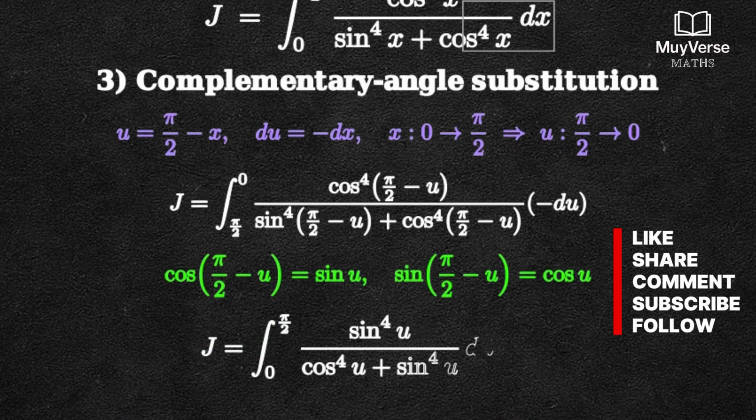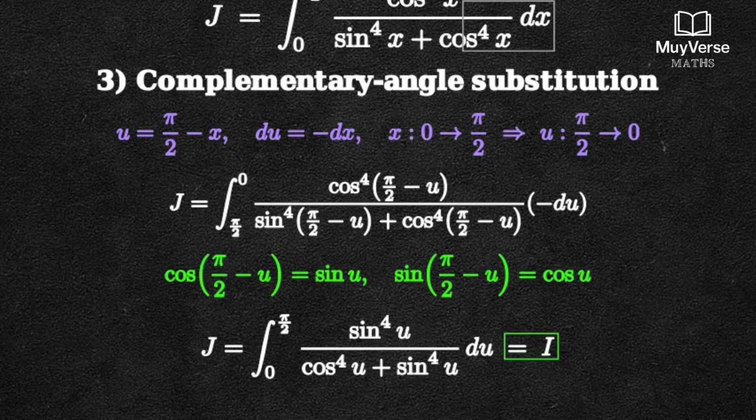Therefore, J becomes the integral from 0 to pi over 2 of sine to the fourth of u over cosine to the fourth of u plus sine to the fourth of u du, which is exactly I. So J equals I.